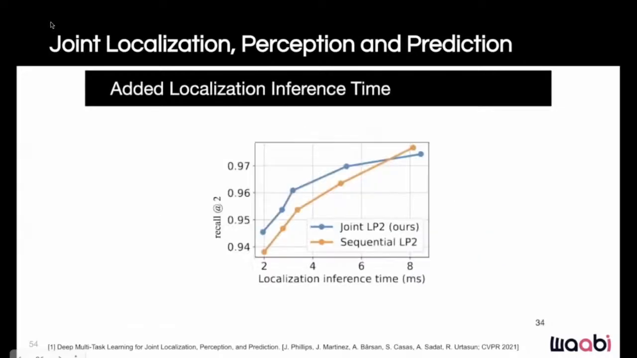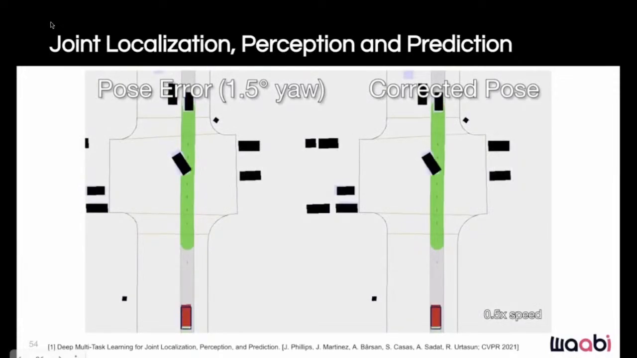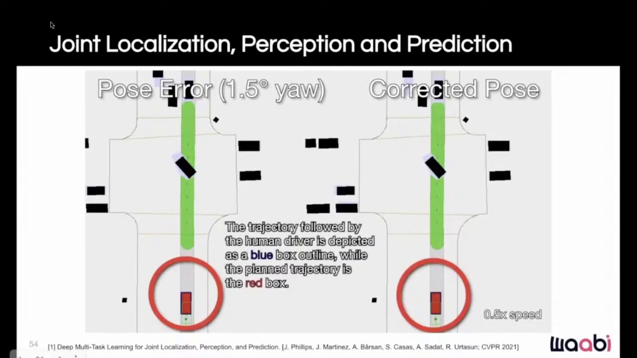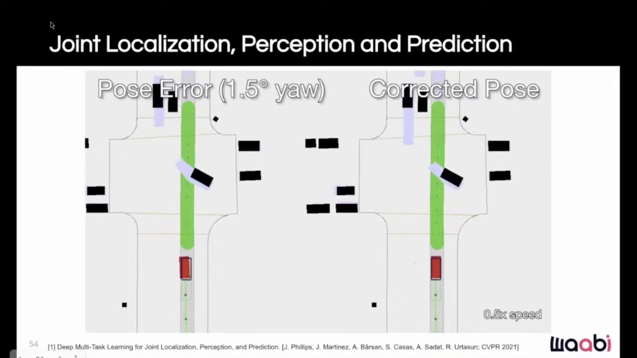Moreover, because we share computation between localization and perception prediction, we can run the localization subsystem in as little as 2 milliseconds. We now showcase some qualitative results highlighting the impact of localization errors on motion planning. The original trajectory followed by the human driver is depicted as a blue box outline, while the planned trajectory is the red box. Other actors are shown as black boxes, and their motion forecast samples from the first frame are the light blue boxes. Note that we run all of this in open loop, so we do not update their predictions, which is why they sometimes might appear behind them. In a normal setting, they would constantly be getting updated.